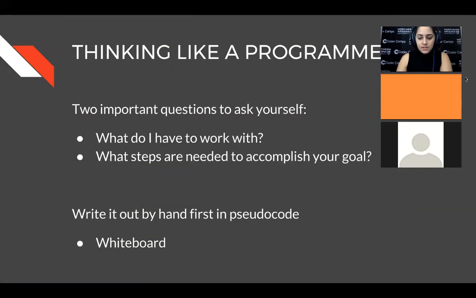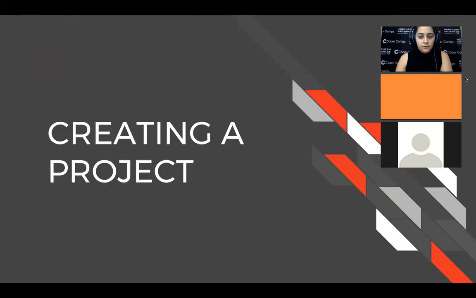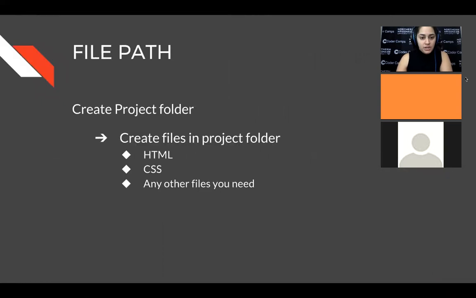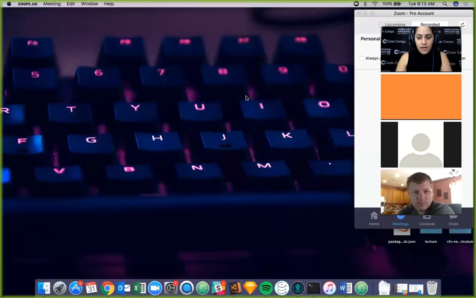All right, so let's go ahead and move on. So creating a project. So with a file path on a project, you're going to create a project folder, and in that folder, you're going to have the files that you need in order to do that project. So in this particular lecture, we're just going to deal with HTML and CSS files, but later on, you'll have JavaScript files, and later on after that, you'll have a bunch more files and a bunch more folders. But let's go ahead and create one.